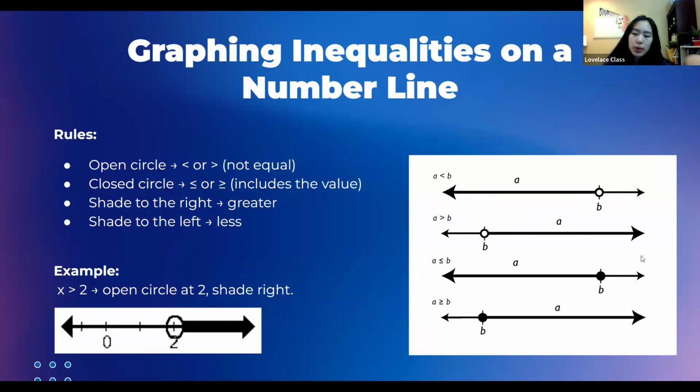And if A is less than or equal to B, then it's a closed circle, because we have that equal sign, because A can equal B. But it could also be less than, so it could be any number less than as well. So that would mean that we have an arrow to the left. And if A is greater than or equal to B, then you have an arrow to the right and a closed circle, because a closed circle means that it could be equal. And that is just graphing.